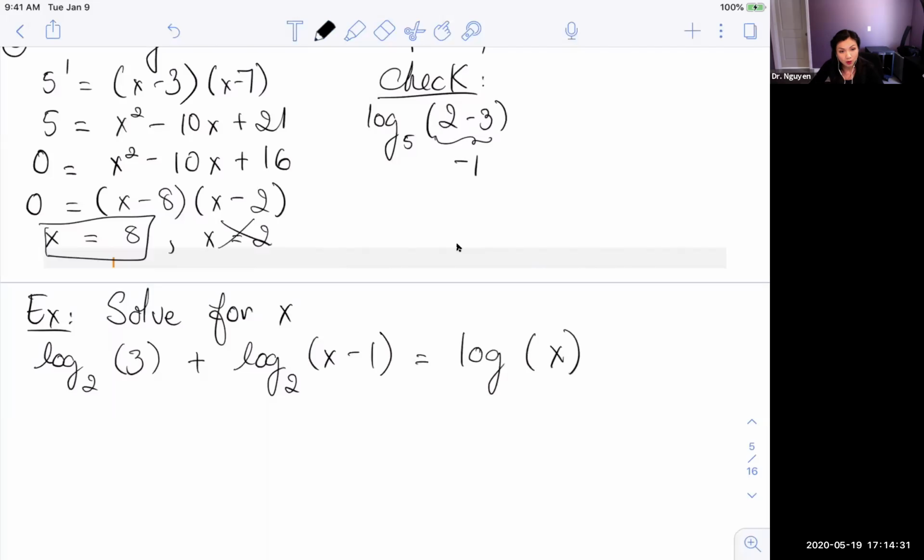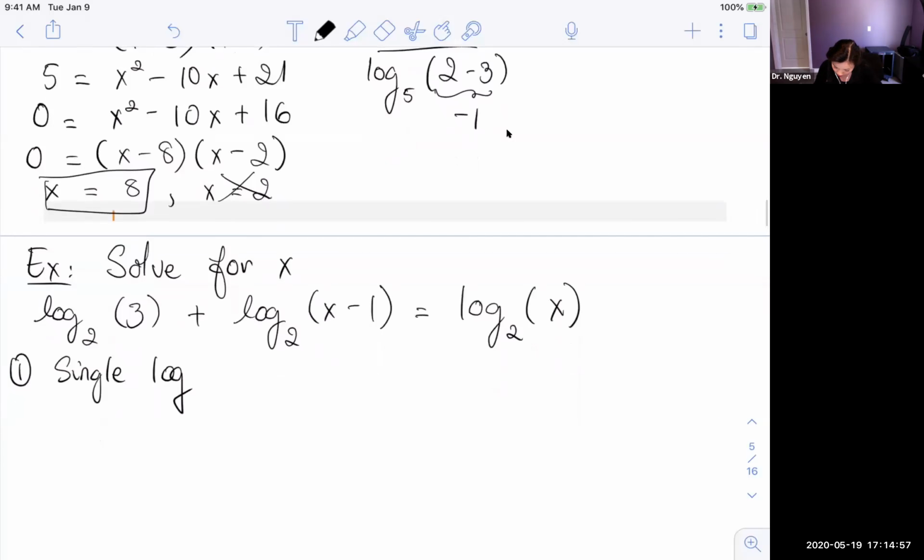As you can see, we have log everywhere. There's no point of moving around because you're going to end up with log on one side and log on the other side. So the first thing we do is we can combine it into one single log. For this one, I have log base 2 of 3 times (x minus 1). This one right here, I just have log of x.